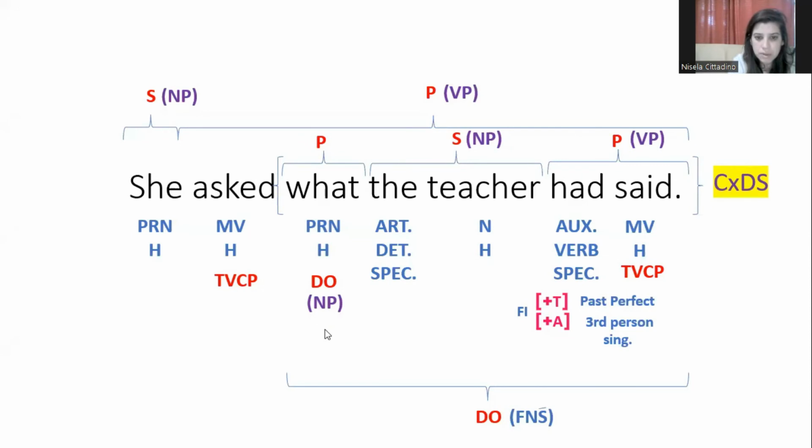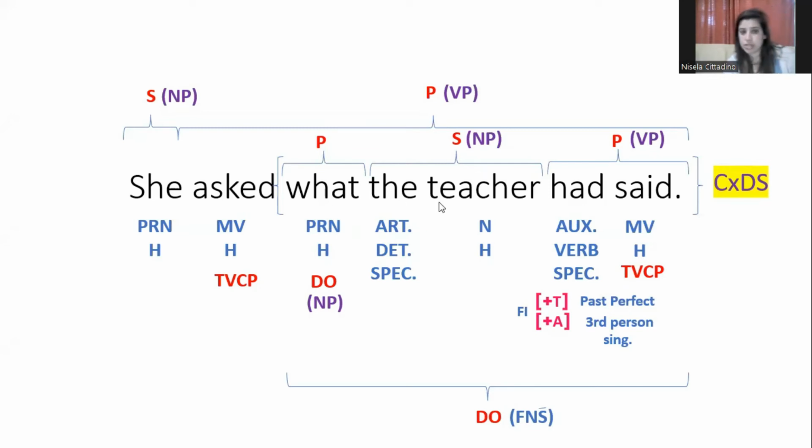She asked what the teacher had said. Okay, so that is, asked is a transitive verb because it takes a direct object. She asked what the teacher had said. Yes, and all this clause, what the teacher had said, we call it a finite nominal clause.